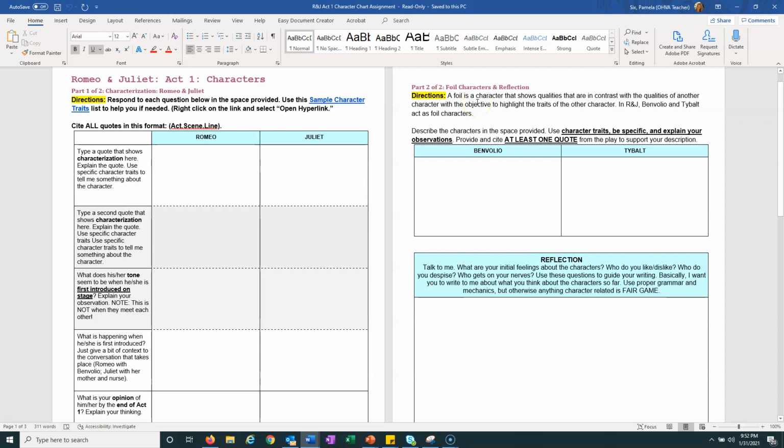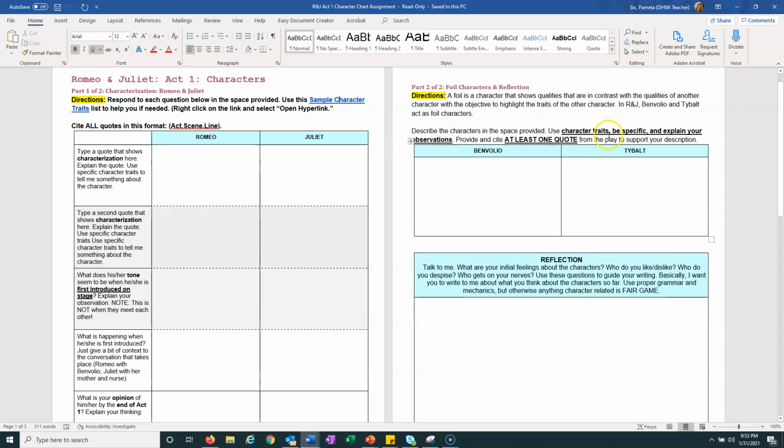The next thing we're talking about are foil characters. A foil character is a character that shows qualities that are in contrast with the qualities of another character and that highlight the traits of the other character. In Romeo and Juliet, Benvolio and Tybalt act as foil characters. As you start to read, you're going to either love or hate Benvolio, or love or hate Tybalt. As you're reading, we're talking about their specific character traits, right?